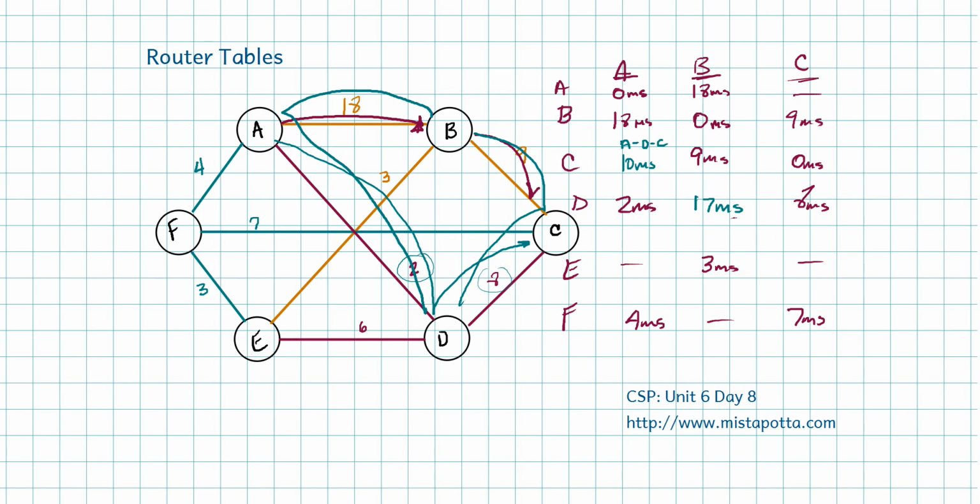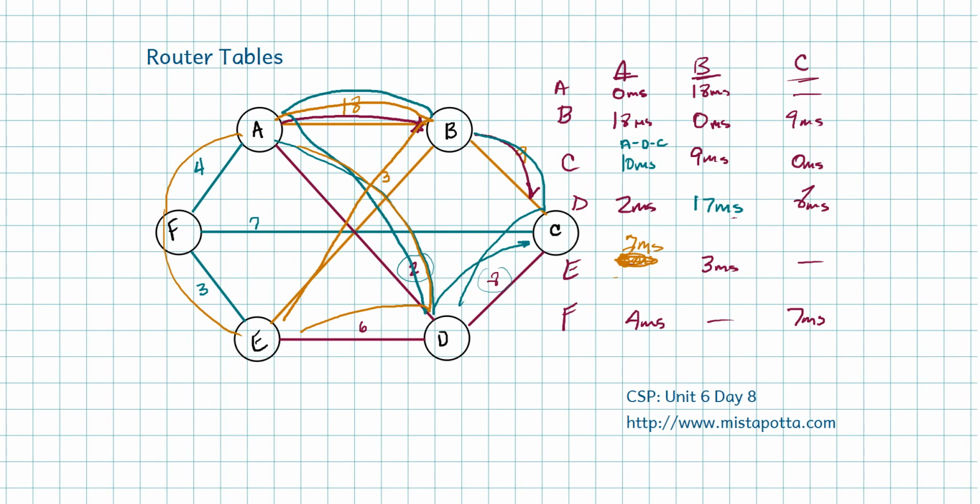So again, A has no idea how to get to E, but A knows that it can ask D how to get to E. That's going to be 2 plus 6, or 8 milliseconds. A can ask B how to get to E, 18 plus 3, which is 21 milliseconds, not good. And A could ask F, and F would say 4 and then 3. Oh, that 7 milliseconds is a much better time. So what happens is each of these routers will ask its neighbor, and each of these neighbors will in turn ask its neighbors, and these numbers will actually get updated.